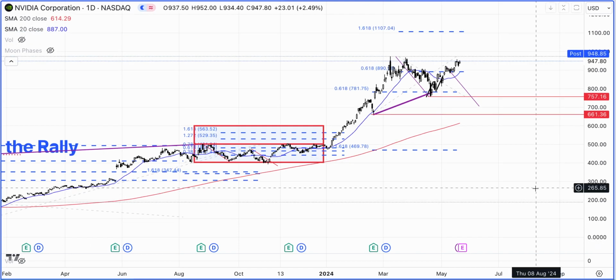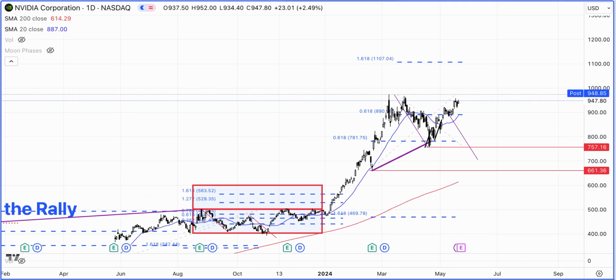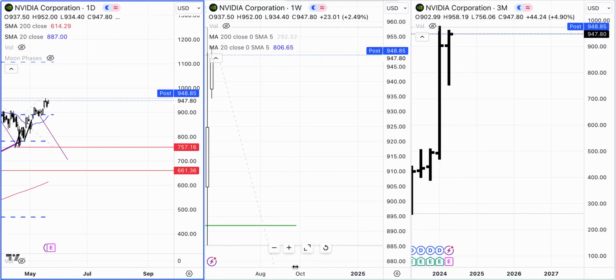And let's now take a look at NVIDIA. So the NVIDIA stock is pretty strong. We have discussed it previously as well. Let's take a look at this on the weekly chart.